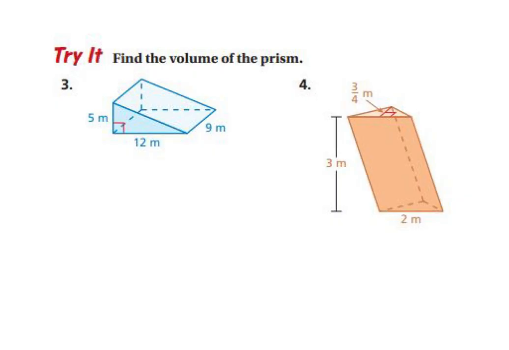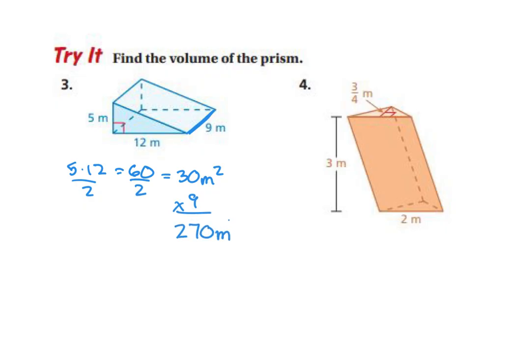So for number 3, we're going to find the area of this triangular base, and that's going to be 5 times 12, divide by 2. 5 times 12 is 60, so 60 divided by 2 is 30 meters squared. And again, that is the area of this base. Now we're going to multiply that times height, which is 9. So 30 times 9 is 270 meters cubed. You could literally just take this and go 5 times 12 divided by 2 times 9.